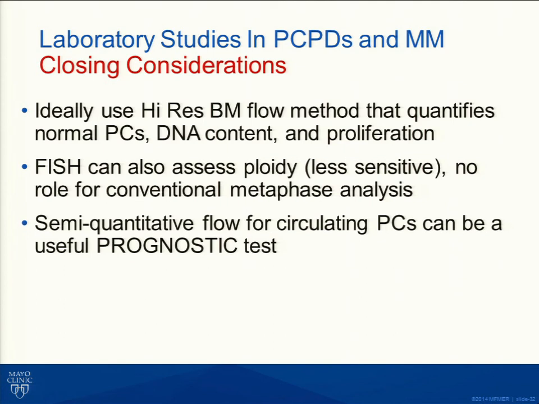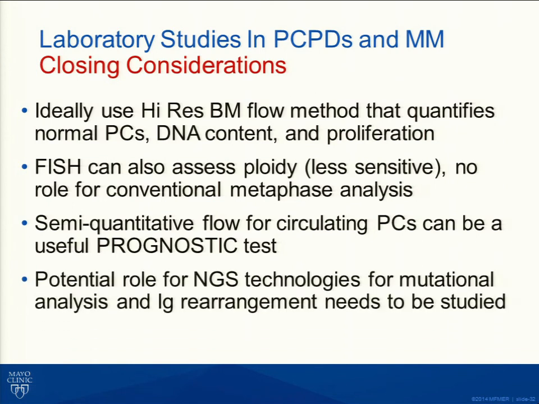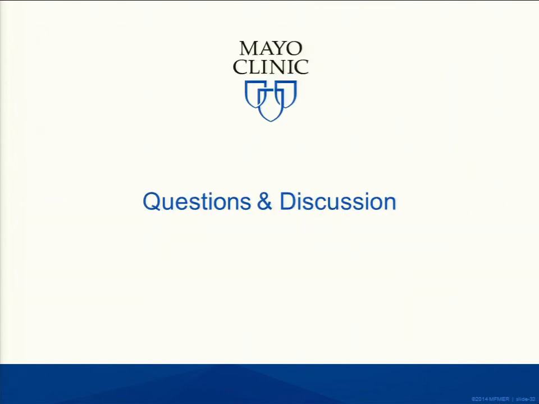Semi-quantitative flow for circulating plasma cells actually can be a very powerful prognosticator in these patients. And I think we really have to be careful in evaluating the role for more expensive technologies and providing prognostic information in these patients to see if it's really of any added value in terms of what we can already do. And with that, a couple minutes ahead of schedule, so I'll close. Thank you.